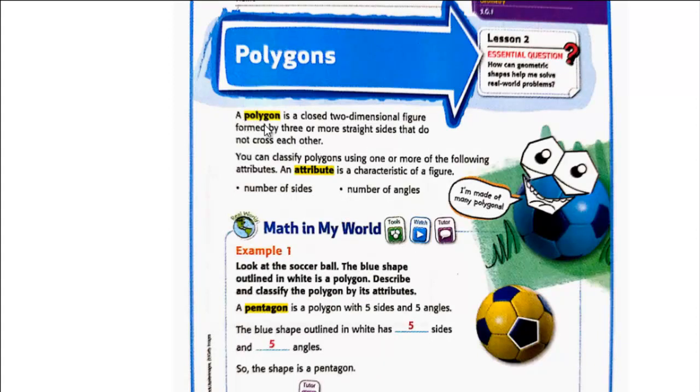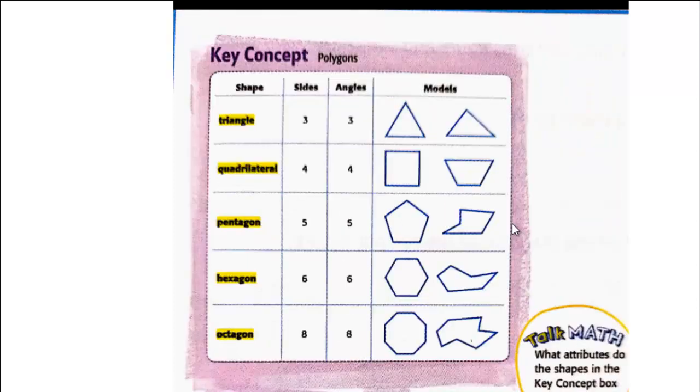Here, a polygon is a closed two-dimensional figure formed by three or more straight sides that don't cross each other. And what is meant by an attribute is a characteristic of a figure. A characteristic depends on the number of sides and the number of angles. Now open the next page, number 840.